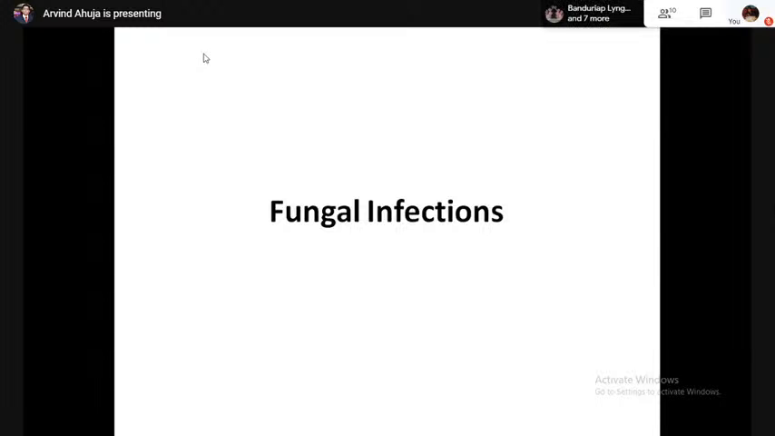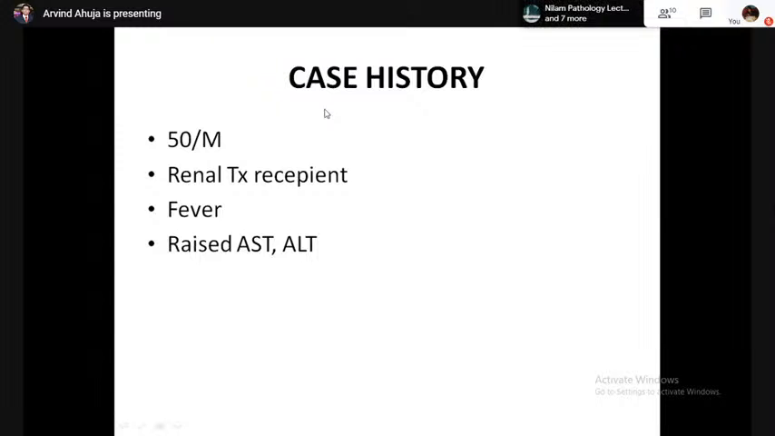Now coming to the fungal infections infiltrating the hepatocytes. This was a case which we got 3-4 years back. It was a 50-year-old male, a renal transplant recipient, and the patient had a fever with raised AST and ALT. They had no clue why there was fever, so they underwent liver biopsy because there was no other choice to know.